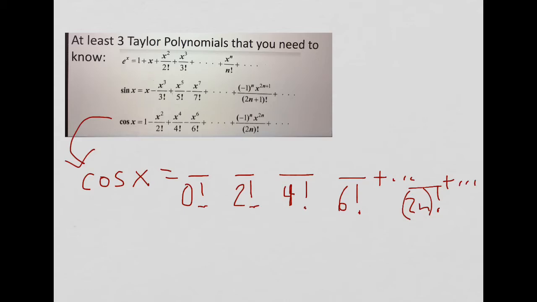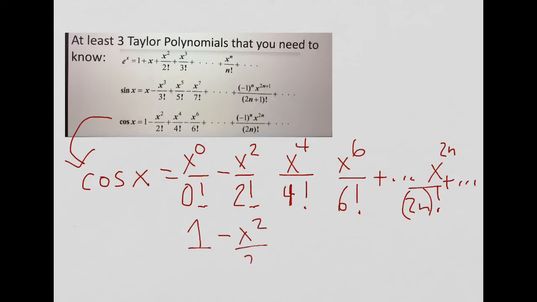Very similar to before. We have x to the 0 power over 0 factorial. We have x to the second power over 2 factorial, x to the fourth power, and x to the 6. The difference here is that it's not just x to the n, it's going to be x to the 2n power, and the signs change. It starts off with an answer of 1, x to the 0 power is 1, and then we have a negative sign. And then we have a positive, and then we have a negative.